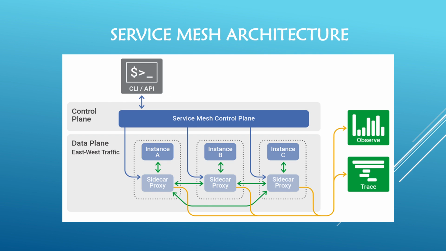The data plane is where the actual traffic between services occurs. In this diagram, we have three instances, that is instance A, instance B, and instance C. Each instance has a sidecar proxy associated with it. The sidecar proxy handles all the network traffic for the corresponding service instance. It ensures that all the requests and responses are managed according to the control plane's rules, and provides enhanced security, observability, and routing capabilities. The term east-west traffic refers to the communication that happens between different services within the data center.